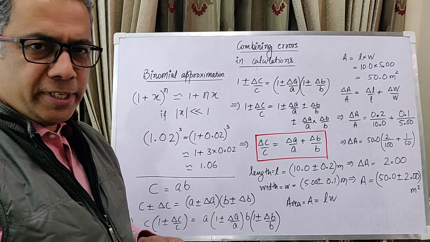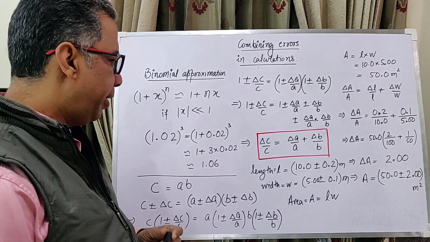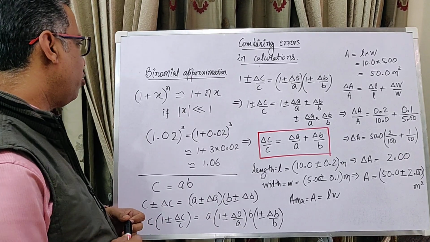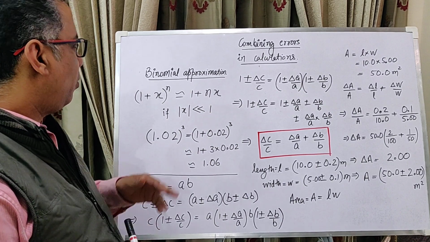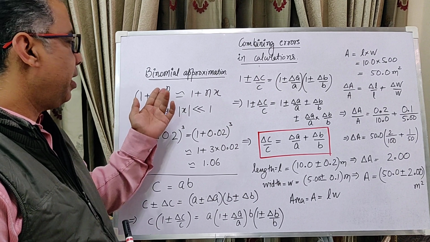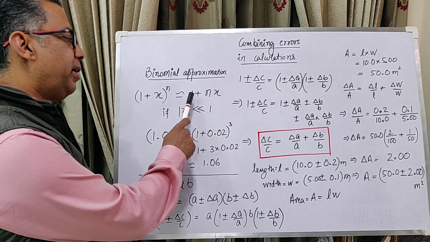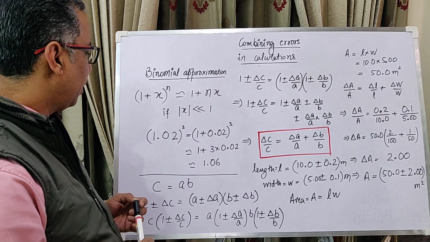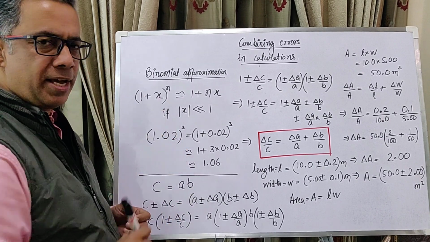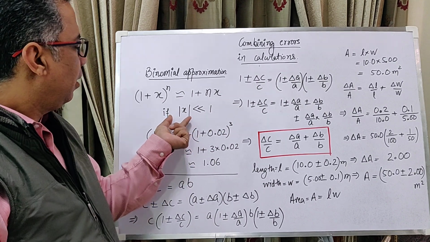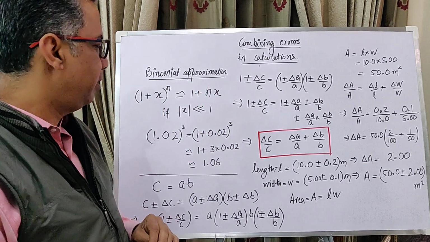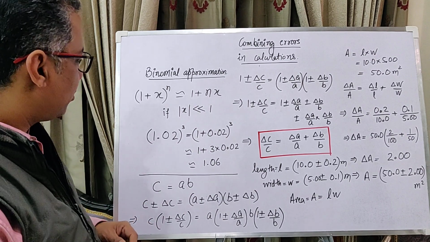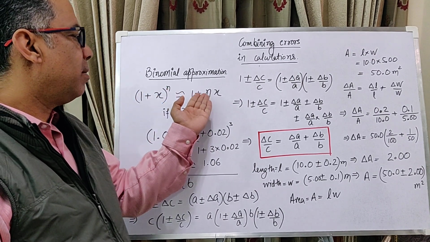Now, before proceeding further with calculations of combining errors, we'll be learning quickly one mathematical technique which we call the binomial approximation. It goes like this: 1 plus x raised to the power n is approximately equal to 1 plus nx. It's an approximation and it works fairly well provided the mod of x is very small in comparison to 1. So it doesn't always work. It works only when mod of x is very small in comparison to 1. So 1 plus x to the power n equals 1 plus nx.